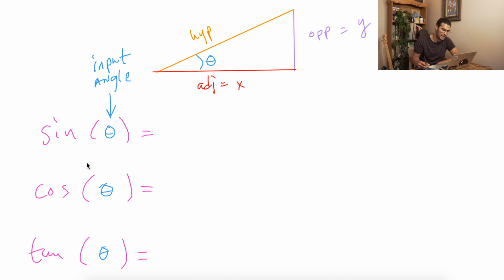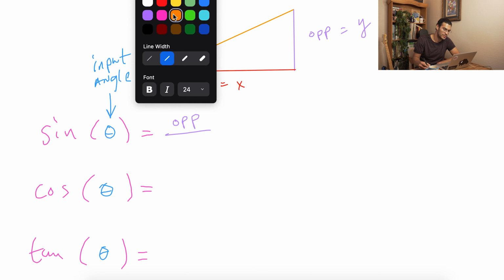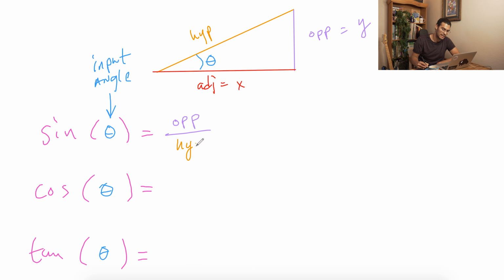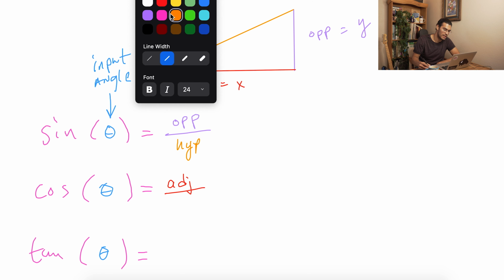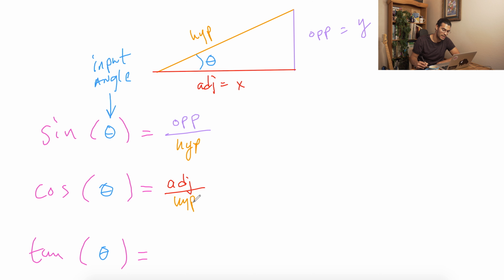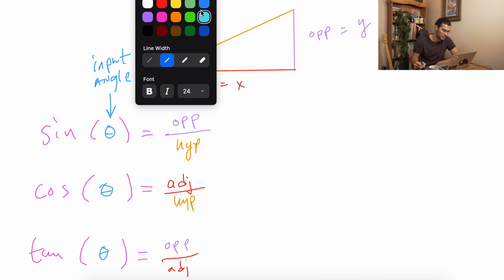In the case of sine, it's opposite over hypotenuse. In the case of cosine, it's adjacent over hypotenuse. And in the case of tangent, it's opposite over adjacent. So let's look at the cosecant, secant, and cotangent relationship that goes with those.